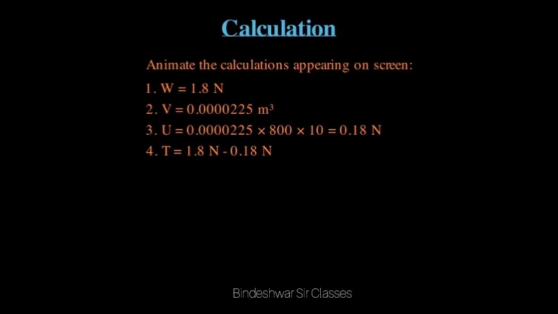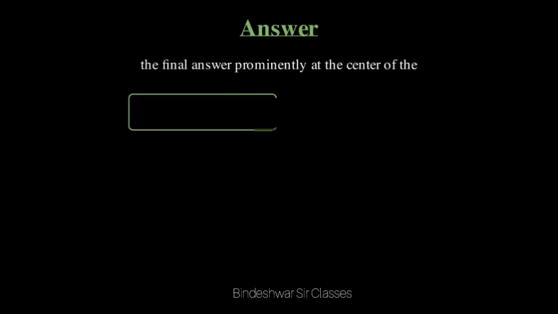U equals this volume, 0.00025, multiplied by the liquid's density, 800, and then by gravity, 10. This gives us an upthrust of 0.18 newtons. Finally, we find the tension, T equals W minus U, which is 1.8 minus 0.18. After performing the final subtraction, 1.8 minus 0.18, we get our final answer. The tension in the string is 1.62 newtons.